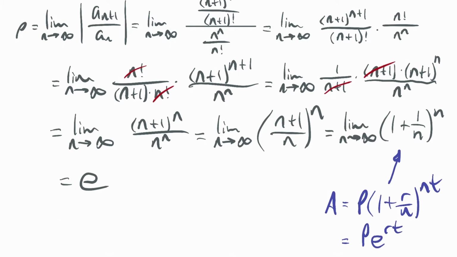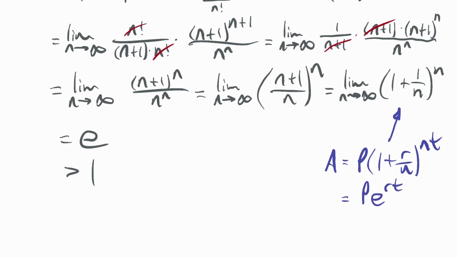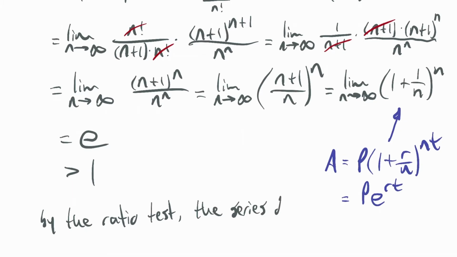Anyway, so we get a number that is greater than 1. Rho is greater than 1. Okay, so this means that the series diverges. So by the ratio test, the series diverges.